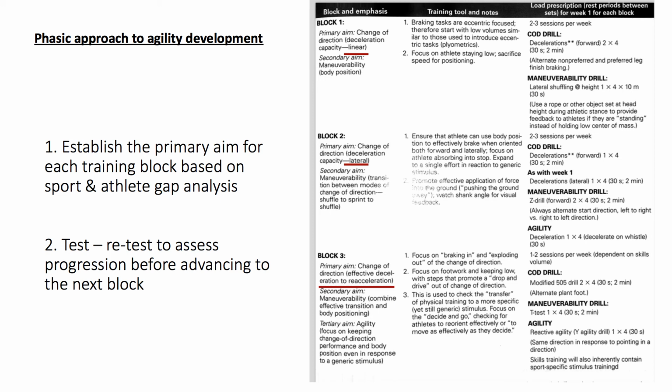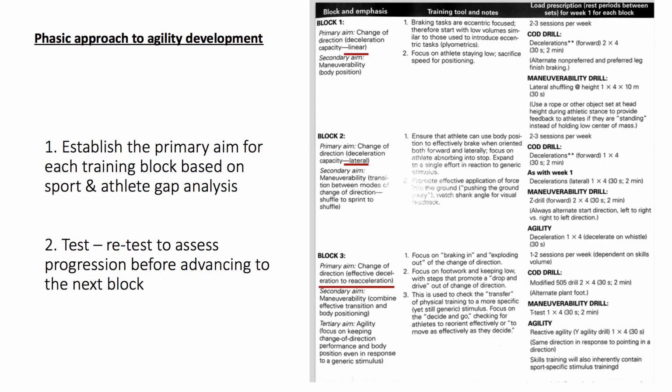So as you can see on the right here, we have a diagram that shows the blocks and emphasis. Block 1 has a primary and secondary aim. The primary aim is change of direction in a linear standpoint. The secondary aim is maneuverability. So all the training tools and the notes and the load prescription is based on those two primary and secondary aims.